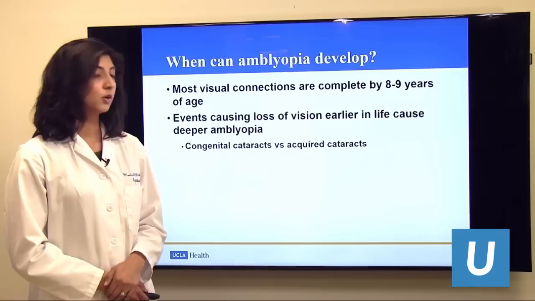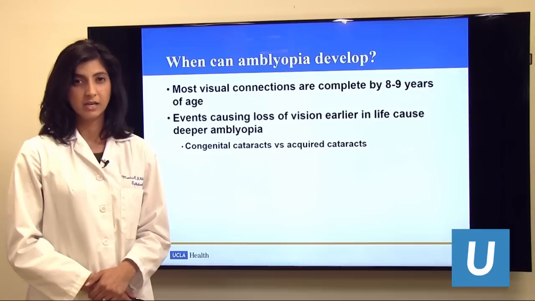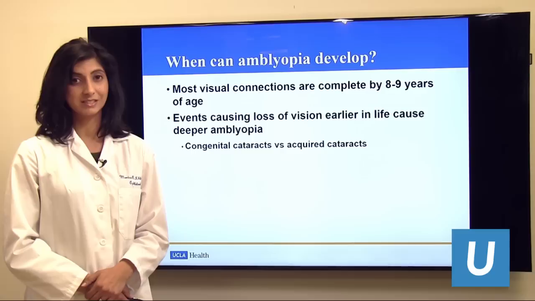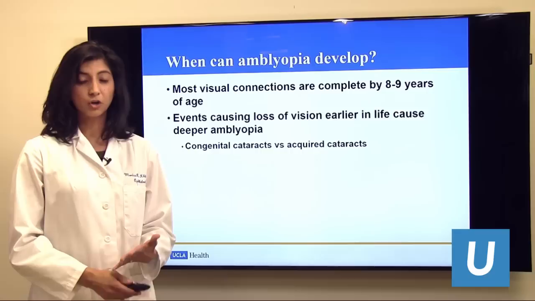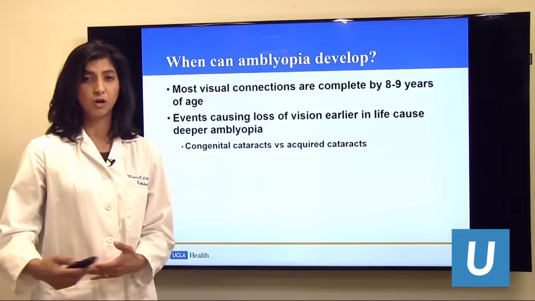Now, what is this critical period of visual development? Well, we usually say that most visual development in children is complete by the age of 8 to 9 years. However, it's important to note that events in earlier childhood can impact amblyopia and impact a patient's long-term visual potential more than events that occur later in life.